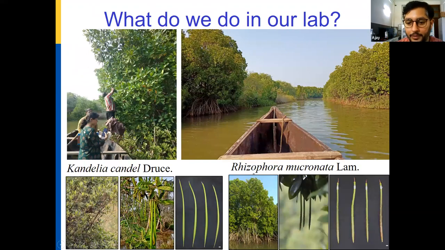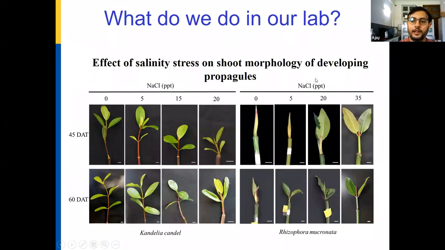So what we do in our lab is basically all around what I showed you. And these are some of the figures. This is my student collecting the propagules and taking some readings. And we need to go using these boats, which is quite risky sometimes, but we have to be very, very cautious, collect the propagules and other materials which are used in our lab. So these are two model species, Candelia candel and Rhizophora mucronata, on which we are working in our lab. And we are particularly interested in studying how these plants adapt to stressful conditions. This is the example of Candelia candel and then Rhizophora mucronata.